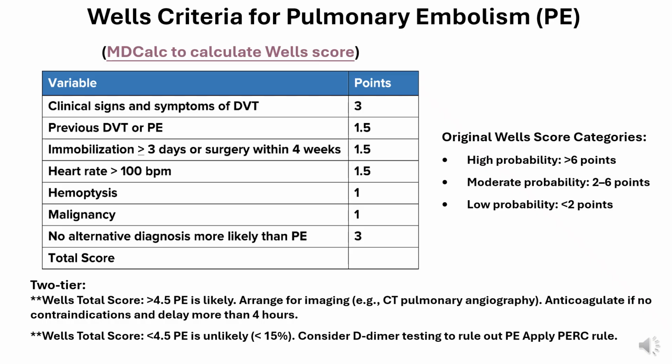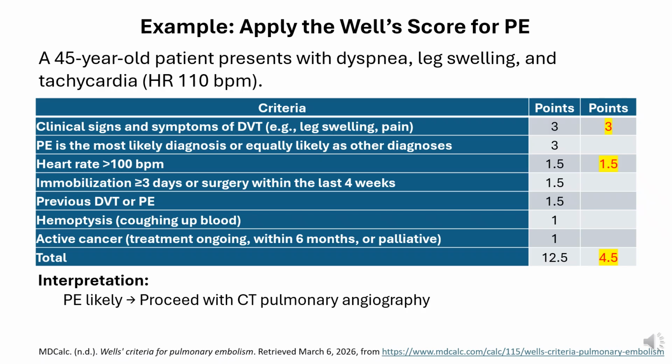Wells total score less than or equal to 4.5: PE is unlikely, less than 15%. Consider D-dimer testing to rule out PE. Apply the PERC rule.